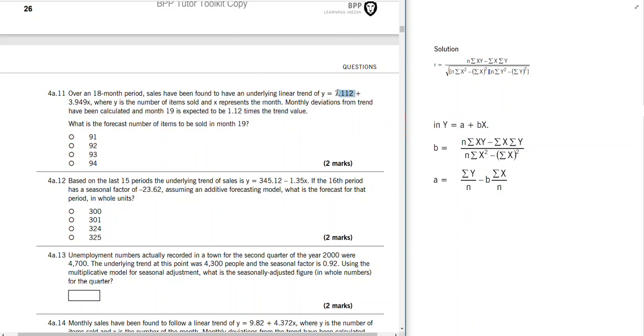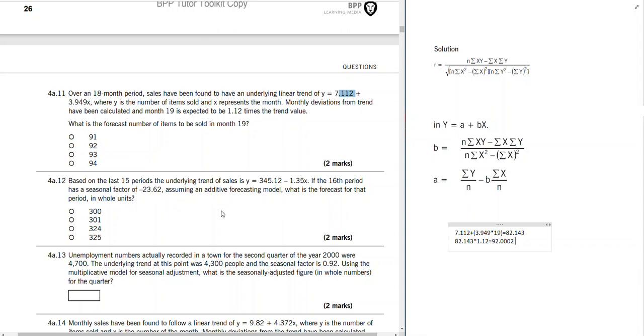So this is the earliest data that we have. With this, we are going to add the trend, which means we have an increase of 3.949 every month, and we are expecting for 19 months. So this will give us that average, the trend. And with this, we will multiply by the seasonal variation. So we would estimate the answer to be B92.